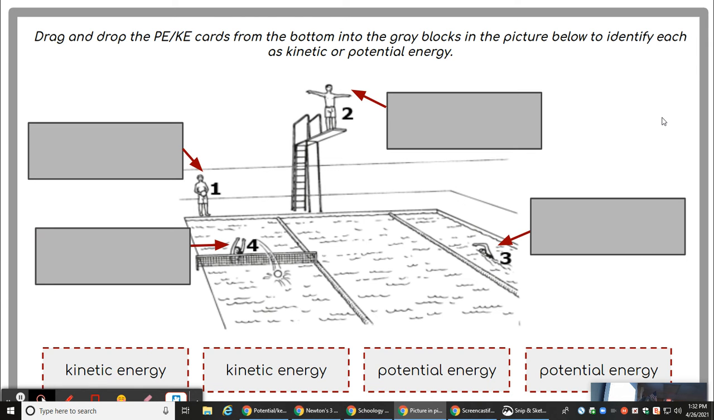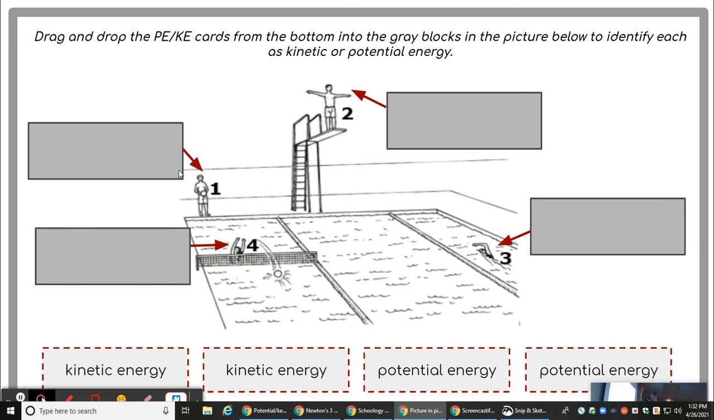Drag and drop the potential energy and kinetic energy cards from the bottom into the gray blocks in the picture below to identify each as kinetic or potential energy. So again, kinetic energy is energy of motion, so where an object's moving. Potential energy is stored energy where the object's at rest.